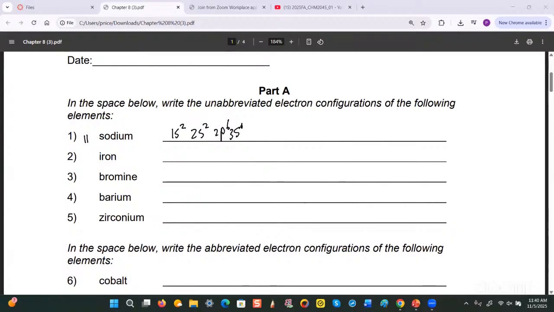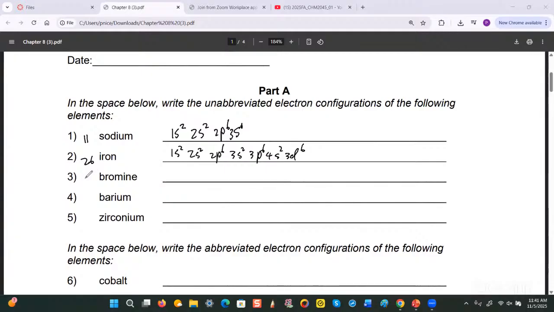So let's look at iron. Iron has an atomic number of 26. So 1s2, 2 electrons go into the 1s sublevel, then 2s2, then 2p6, then 3s2, and then 3p6, and then 4s2. So that gives us 20. So 3d6 would be it. That's the electronic configuration of iron. Any questions so far?